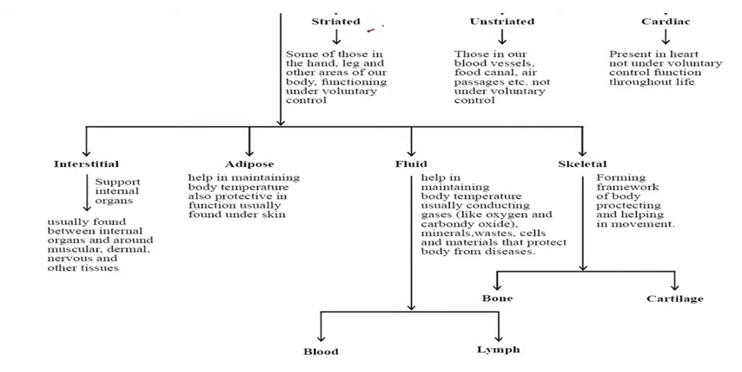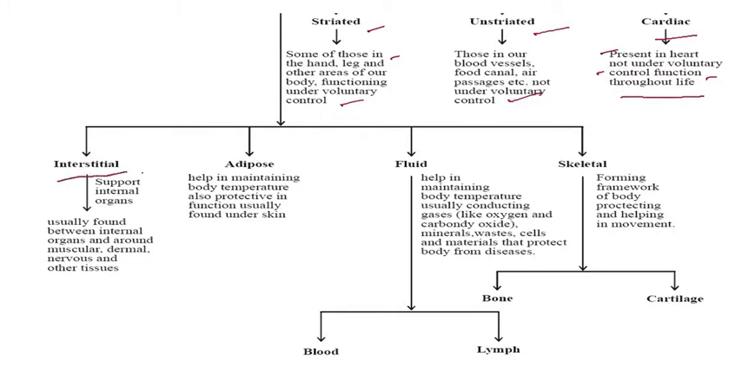The striated muscles are those in the hand, leg and other areas of the body, functioning under voluntary control. And the unstriated muscles are those in our blood vessels, food canal, air passages, etc., not under voluntary control. Now cardiac muscle is present in the heart, not under voluntary control, and functions throughout life. So it is further divided into four parts.